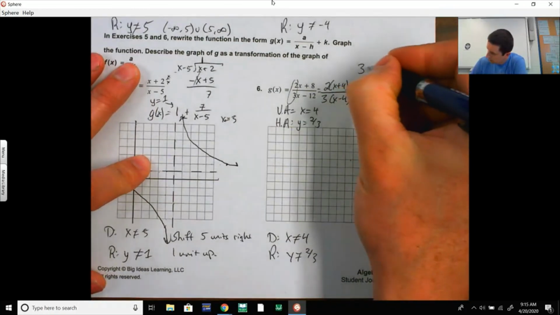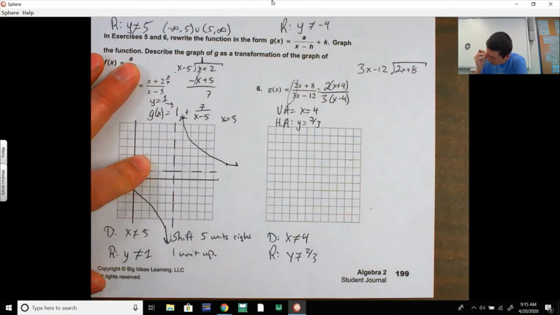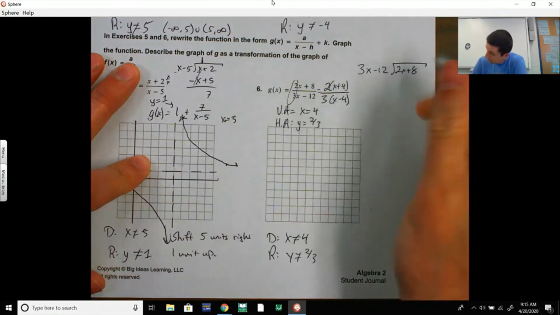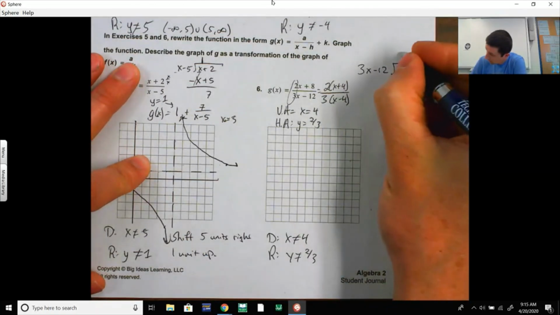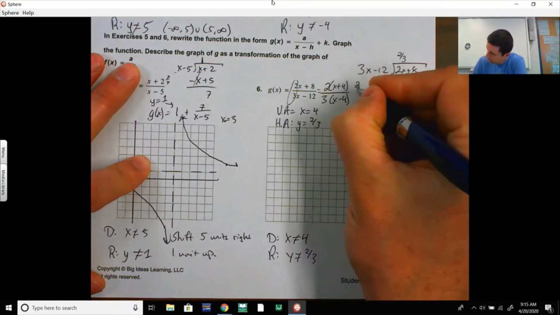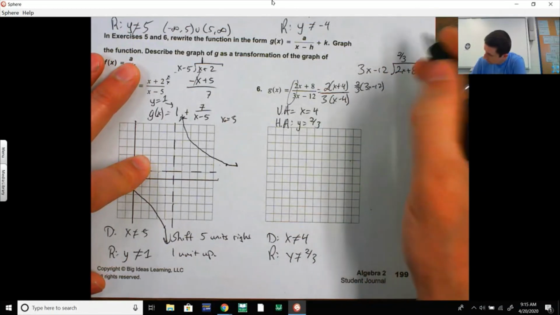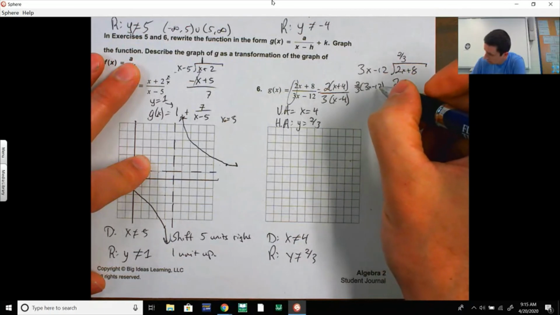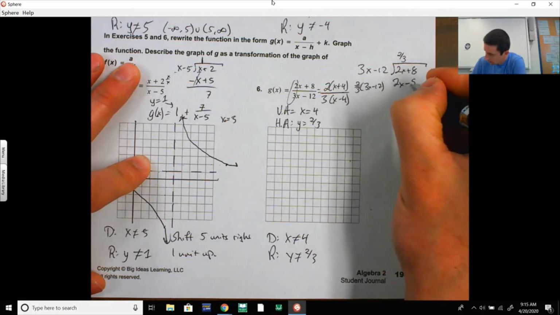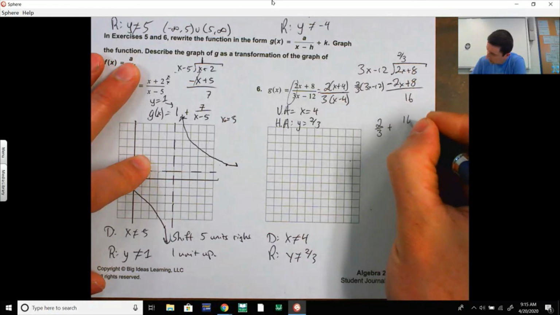So I'm going to go 3x minus 12, taking that into 2x plus 8. So I'm going to take 2x over 3x, and I get 2/3. There's your horizontal asymptote, up 2/3. 2/3 times 3x minus 12 gives me 2/3 times 3 is 2, 2x. 2/3 times 12 is 8, so I get 2x minus 8. If I change my signs, I end up with a 16. So this graph would be 2/3 plus 16 over 3x minus 12.